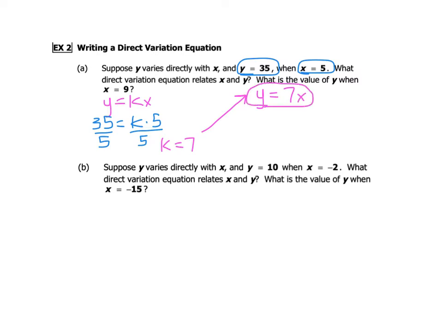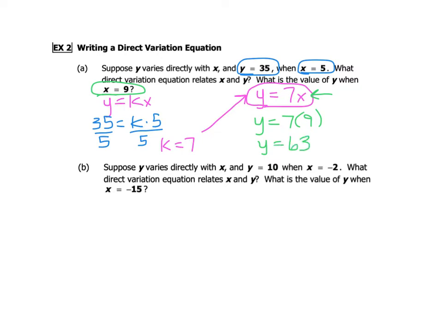The next part says, what is the value of y when x is 9? So we're going to put 9 in for x. I'm going to take this x is 9 and put it in place of x. So I have y equals 7 times 9, which gives me y equals 63.